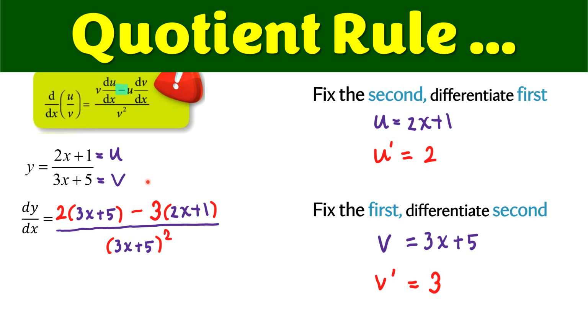By applying the rainbow method, I do 2 times 3x, then I minus off 3 times 2x, which again gives us 6x minus 6x, which is nothing, 0. Then I look at the constant, so 2 times 5 gives me 10, and then 10 minus 3, so therefore the numerator will give me 7. And what is the denominator? It's simply 3x plus 5 squared.